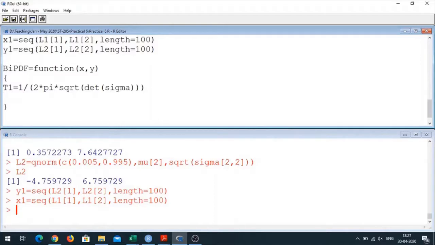For that I need a vector. So let me create a vector. V is a vector constructed from x and y. Then my second term would be e raised to minus half x minus mu prime, then sigma inverse. So I'll have solve of sigma, then x minus mu.